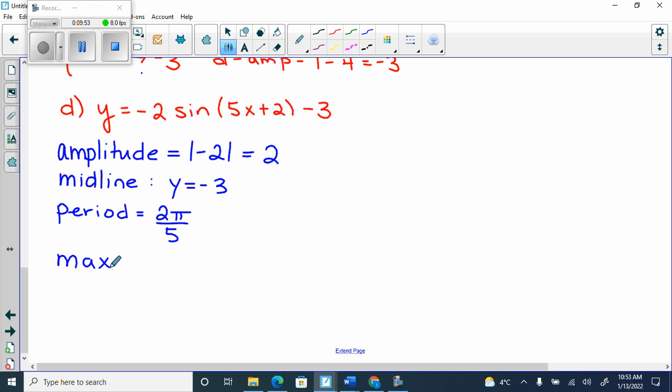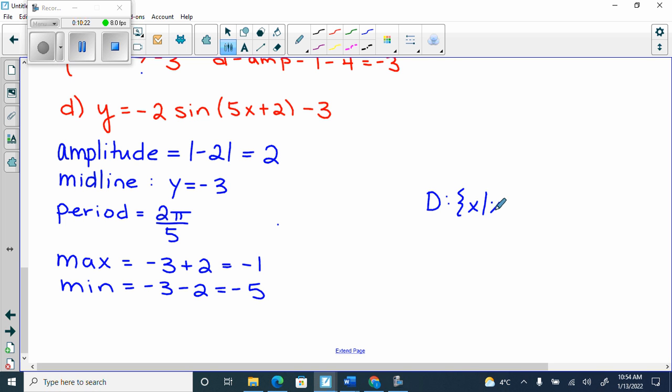What is the maximum? It would be D plus the amplitude. And you have to do D plus amplitude. You can't do amplitude plus D. So it's -1. And the minimum would be -3 minus 2, which is -5. Did I actually have to do it this way? No. Could I have used my calculator? Sure. Right? The domain is x an element of the reals. And the range is -5 is less than or equal to y is less than or equal to -1.